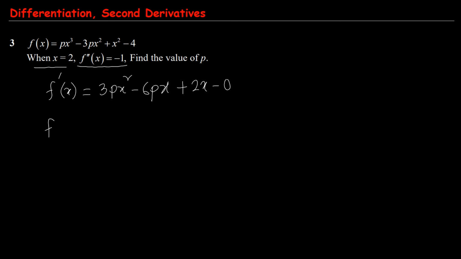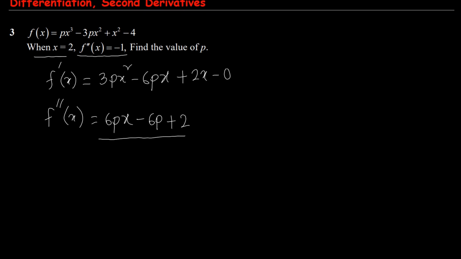Now let's go for the second derivative. The second derivative gives us 3 into 2 is 6px, because from the power we are going to subtract 1, and 6p is a constant, then we'll get from here minus 6p, x gives us 1 only, and plus 2x if we differentiate we got from here 2 only, and 0 becomes 2. So this is the value of our second derivative.